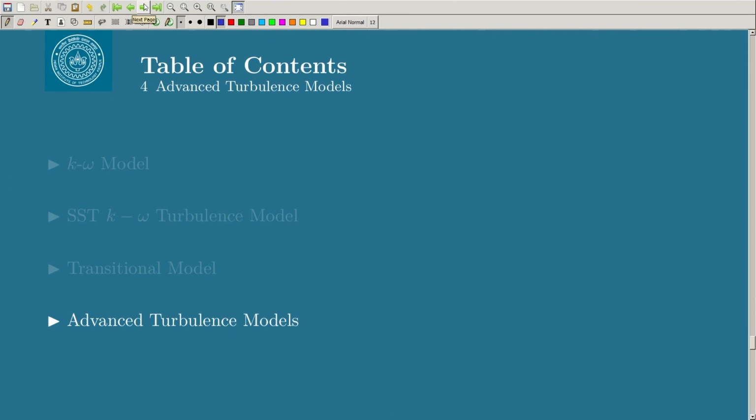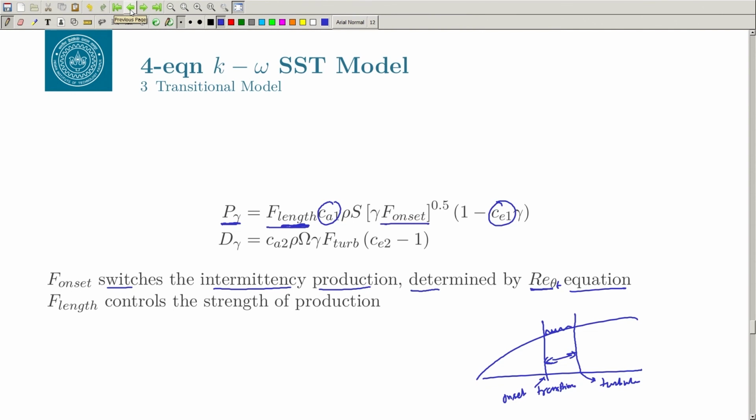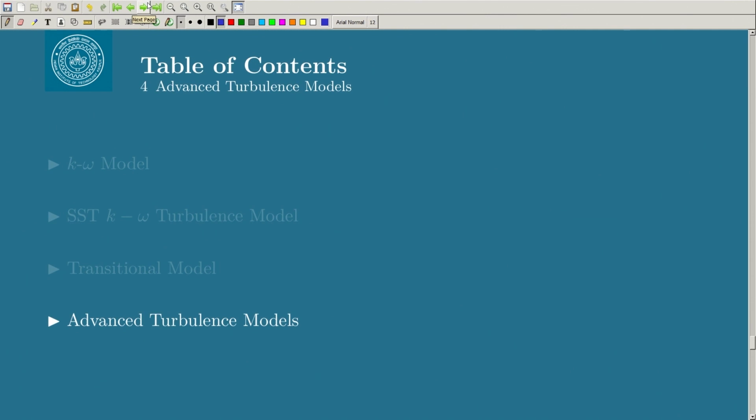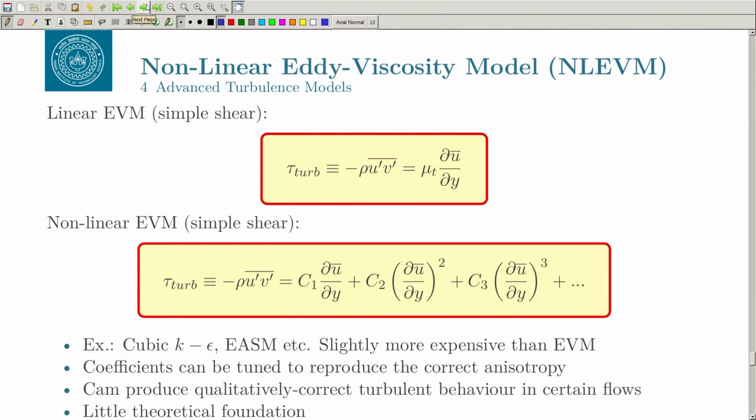Again you can see that there are many model coefficients in this transitional model also. It is not within the scope of this course to cover all the models, but let me briefly give you some idea about some of the other models which are used in the industry. Right now we have been using the linear eddy viscosity model. Basically, your Reynolds stress is proportional linearly to your velocity gradient.